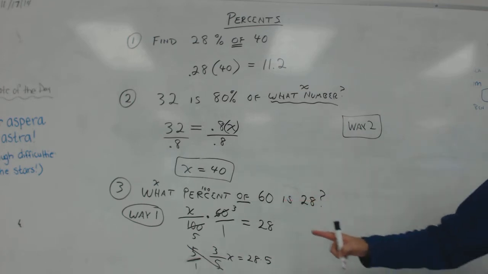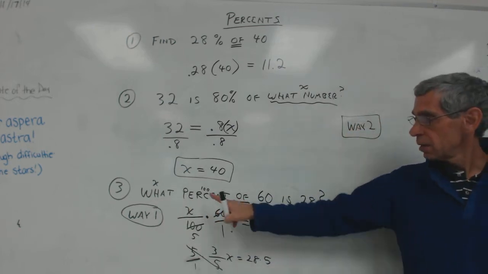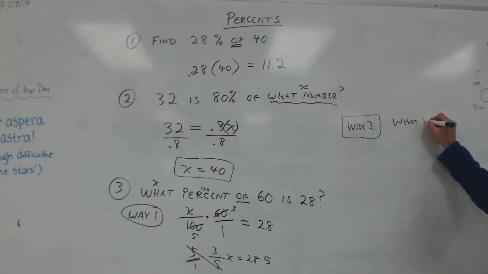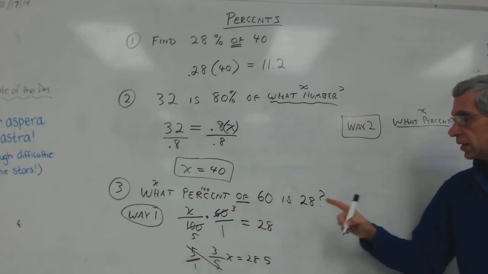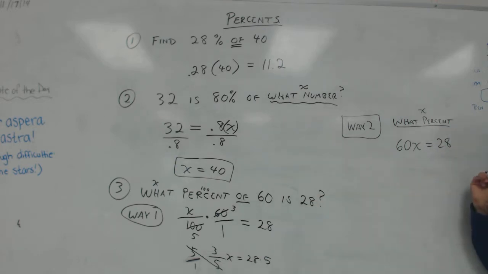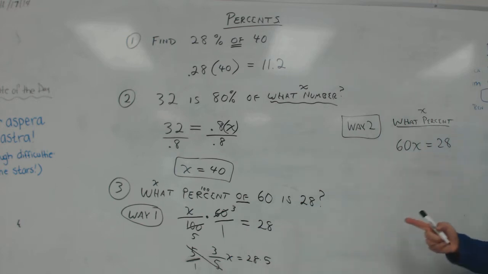What percent of 60? Instead of doing x over 100, I just do x. Why? Think about it. Well, let me just show you. What percent? I'm going to just make that whole thing x. So I say x of 60, meaning x times 60, which is just 60x, equals 28. You with me? I am, okay. So suddenly that looks a lot easier than this to me, don't you think? See what I mean?